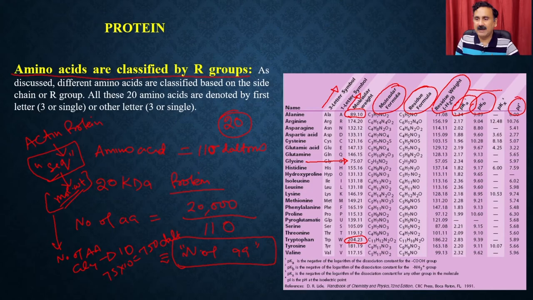So these pKa values are used to calculate the charge on that particular amino acid, whereas the pI lets you calculate the charge of that amino acid at a particular pH. So at a particular pH, you know that the amino acid is going to be neutral.